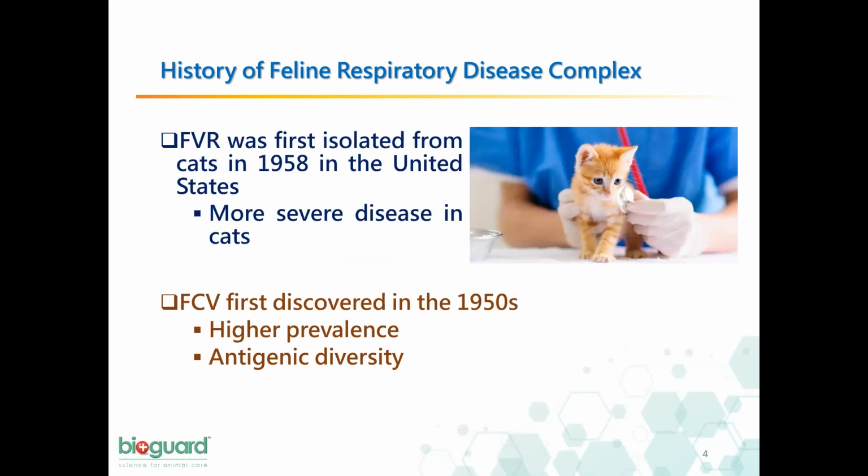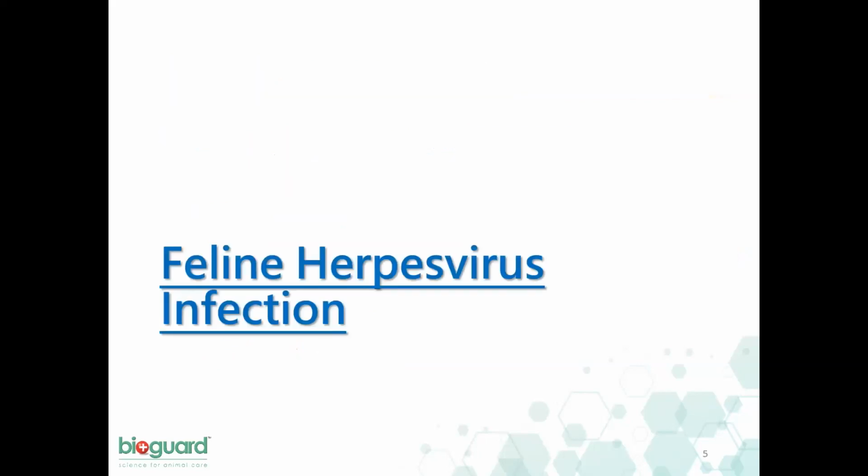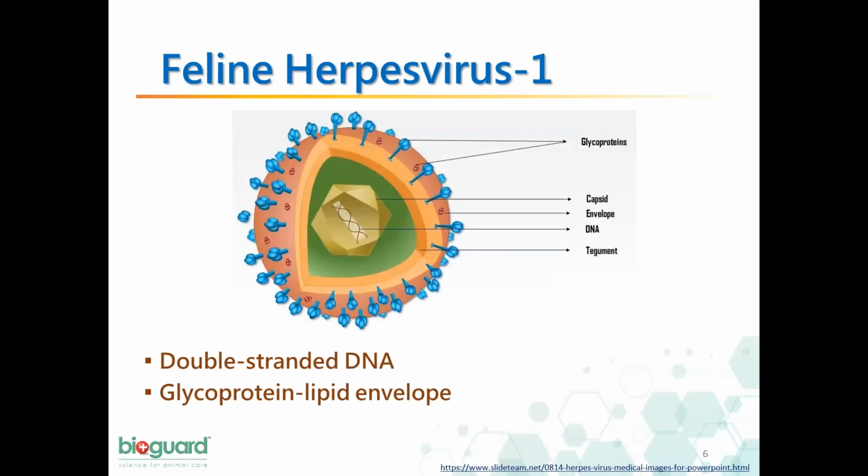Feline herpes virus was first isolated from a cat in 1958 in the United States. At that time, it was the most severe disease found in cats. Feline calicivirus was discovered earlier, in the 1950s, with the same kind of prevalence in cats. However, it was already known at that time that feline calicivirus is antigenically more diverse than feline herpes virus. So let's go into detail about feline herpes virus infections.